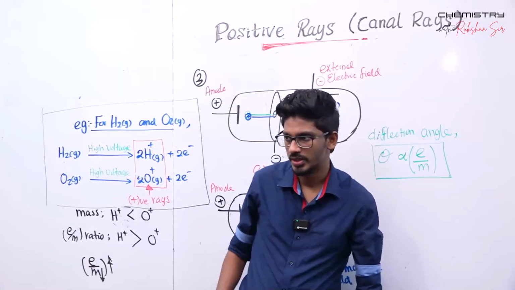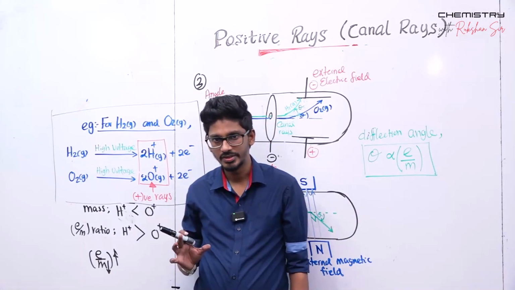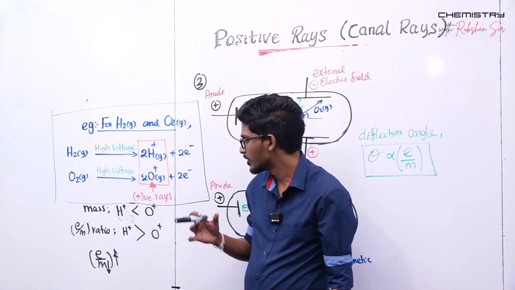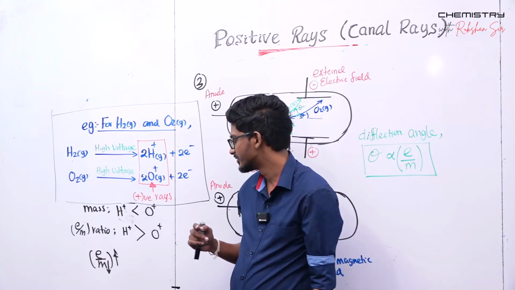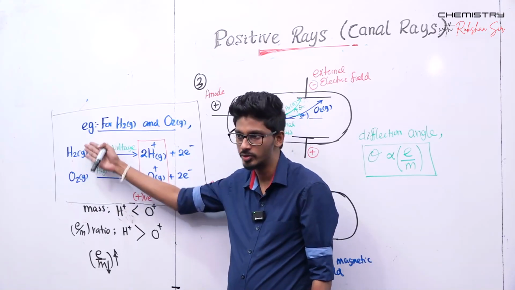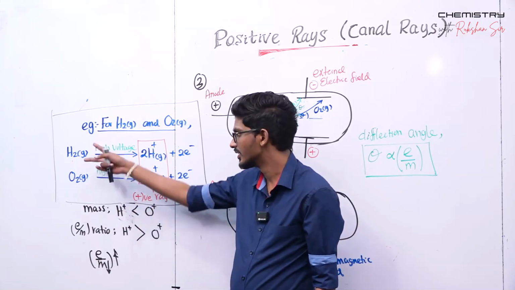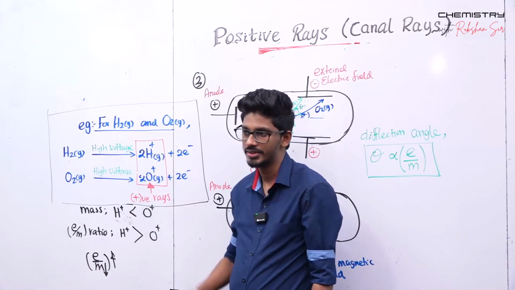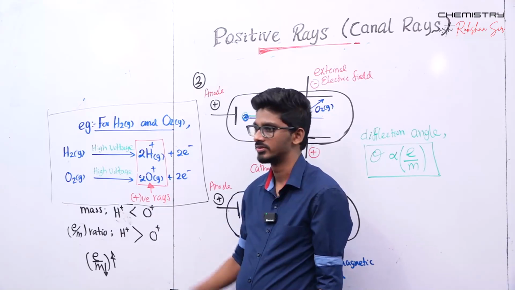So when it comes to positive rays, the e/m ratio of positive rays will differ according to the gas inside the tube. When you are changing the gas in the tube, the e/m ratio of positive rays will change. That is the idea.